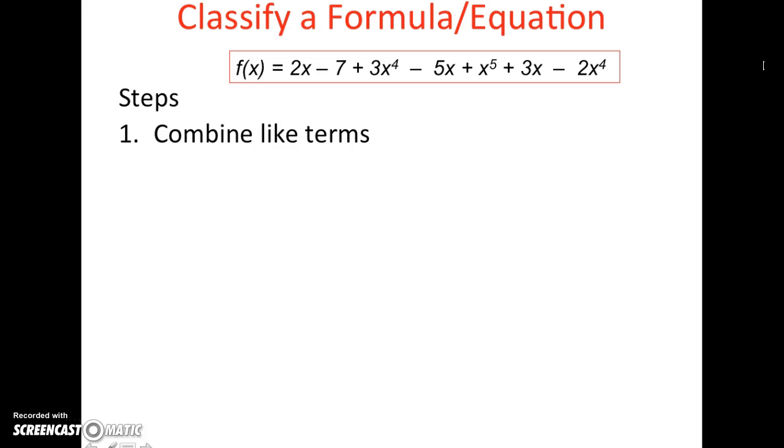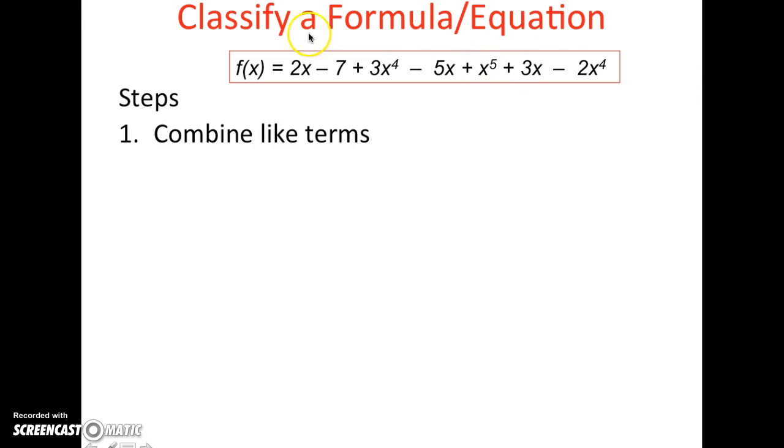So the first step in classifying is we have to set this equation up right, and we want to simplify it by combining like terms. So take a moment in your notes, on a scratch piece of paper, or wherever, and see if you can combine like terms. Press play again when you are ready to see the answer.